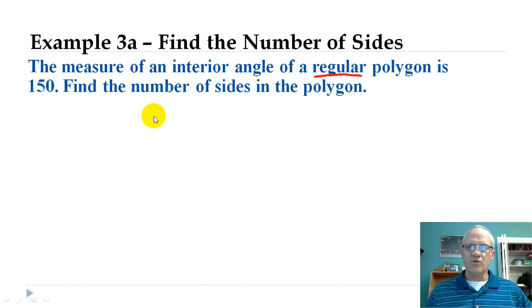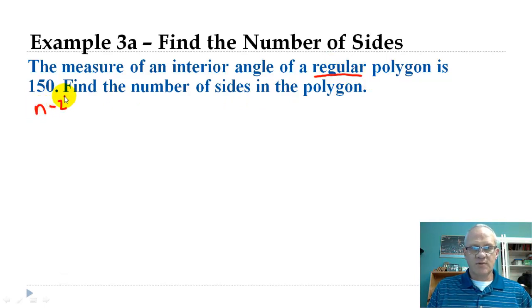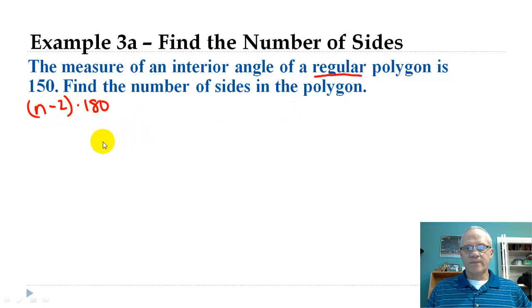Since we don't know how many sides there are, we have to be creative here. So first of all, what's the formula to find the degrees in any polygon? Well, if you remember, it's (n minus 2) times 180. I'm going to say this n is what we're trying to find, because that's the number of sides. That's what we're trying to find here, right?